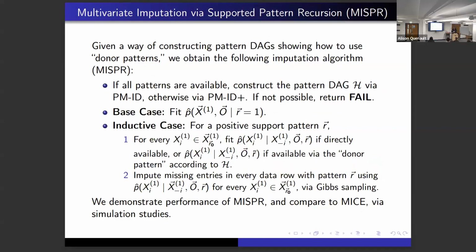Okay, and the actual algorithm for imputation goes like this. If the patterns are available, we construct it using PMID, otherwise via PMID plus. In the base case, we fit the joint for the complete cases. For the inductive case, we fit all the Gibbs factors if they're directly available, or from a donor pattern if they're not available. And then once we have Gibbs factors, we can run Gibbs to impute the joint that we need for every pattern. Notice, however, that we have to figure out model congeniality issues, and I can talk about that if there are questions later, because a lot of these things are margins of each other, and they're not all straightforwardly conditionals.